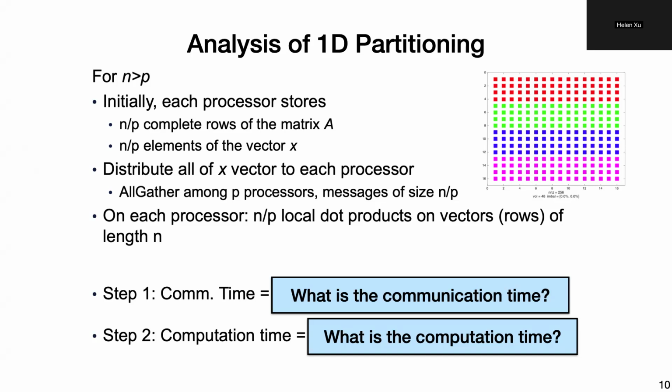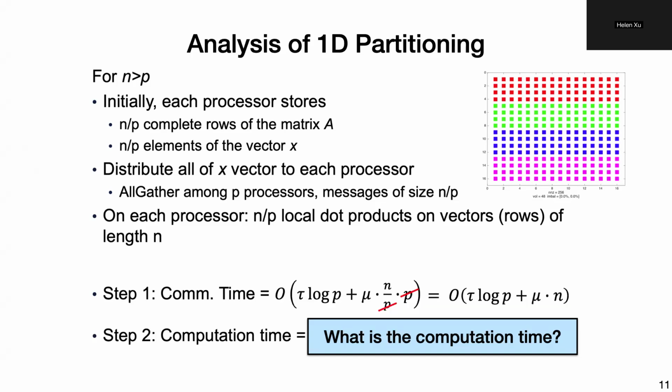So how are we going to analyze this? What is the communication time? Mu n. Yeah. So tau log p is there. Mu, so this is m, and this is p. M is n over p, p is just p. They cross out, you get mu n. And the computation time?